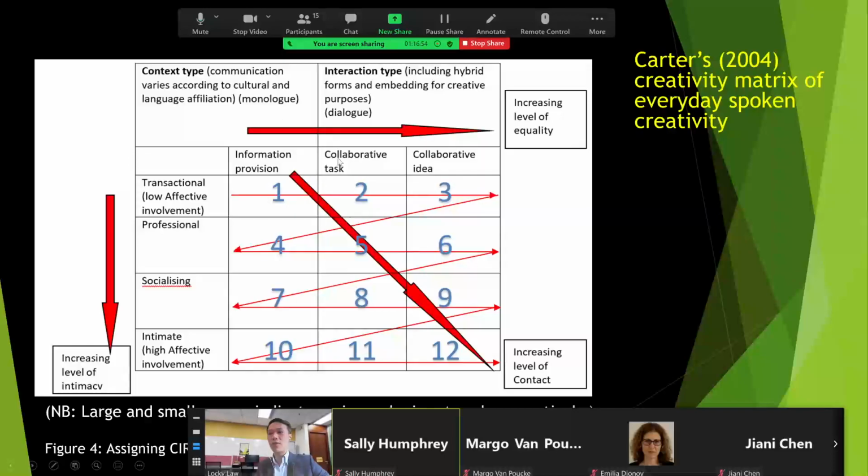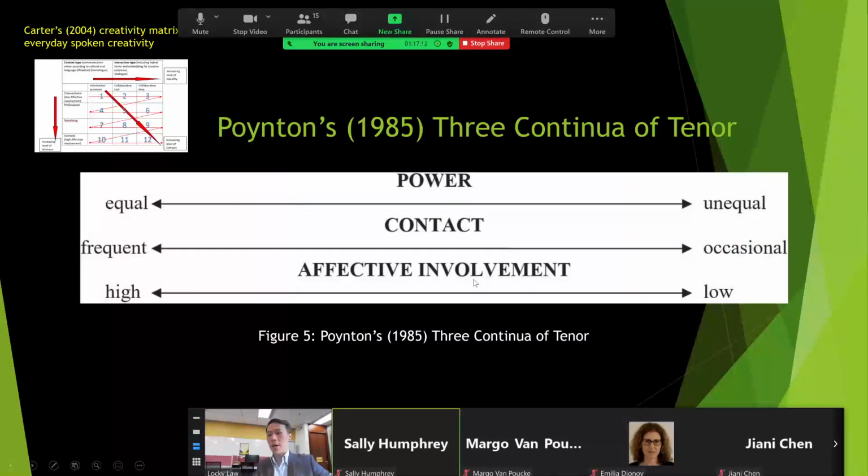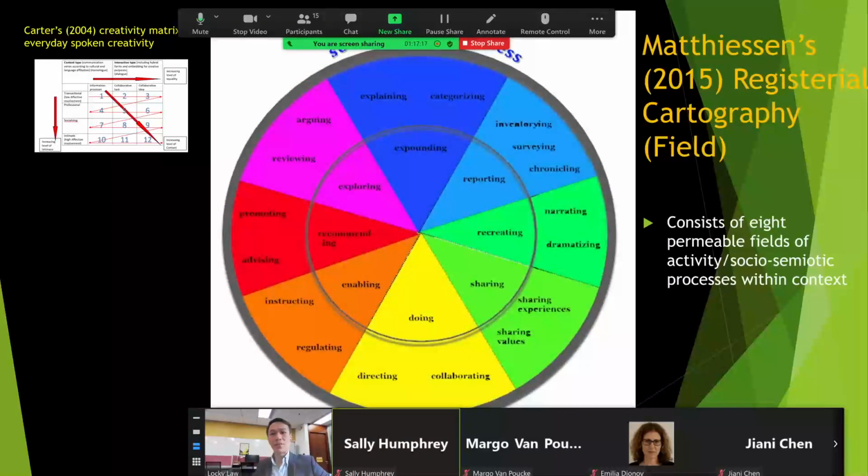After I saw that these two can be merged together, I assigned these 12 numbers. I just call them grid numbers. This will help me do dimension reduction later on if I have a lot of parameters. And so, after Carter and Poynton, finally, it's Matthiessen's registerial cartography, focusing on the field. In his model, he has these eight permeable fields of activity, or if you like, social semiotic processes within a context.